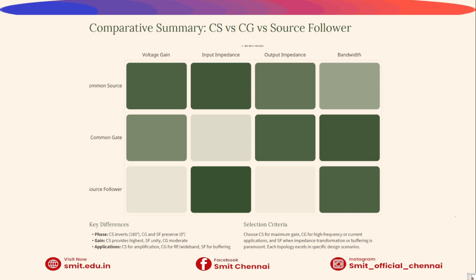Next we see about the comparative summary of the common source versus common gate and the source follower. Let's compare. The common source amplifier gives the highest gain but inverts phase. The common gate amplifier offers moderate gain, no inversion and shines in RF applications. The source follower provides unity gain, no inversion and excellent buffering. So choose common source for amplification, common gate for high frequency or current applications, and source follower when impedance matching is needed.